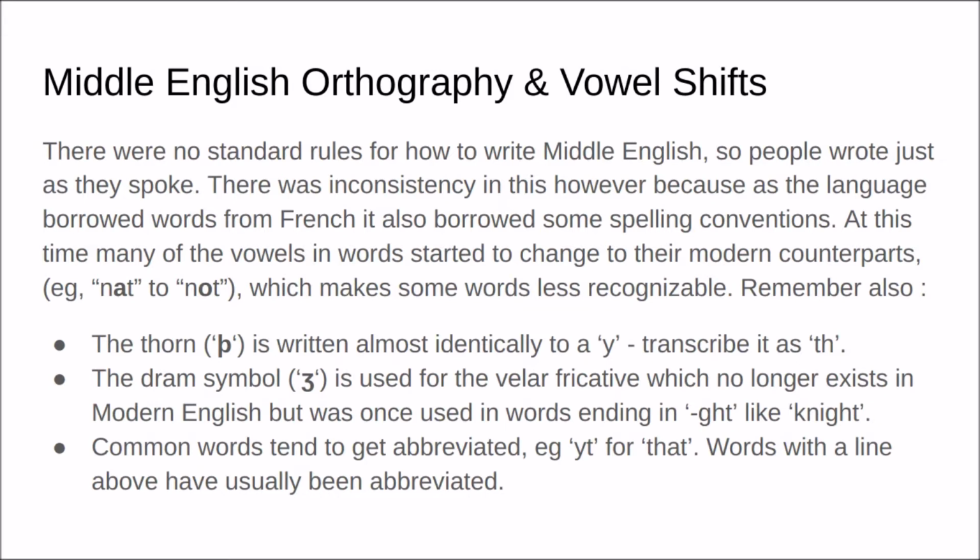So you get lots of things which look like YT written instead of that. If you see a word with a line above, that means it has been abbreviated. I was told once that a good way to understand a Middle English text better is to imagine that you're reading a child's very messy handwriting. It is English, and they have got things correct. They just can't spell very well. If you imagine this in your head when you're reading Middle English text, it'll help you make sense of the words on the page much more easily.